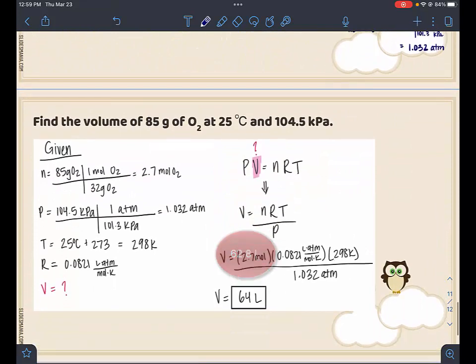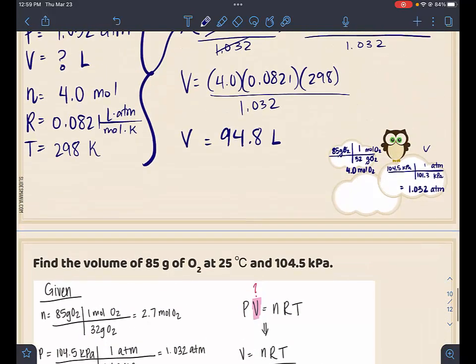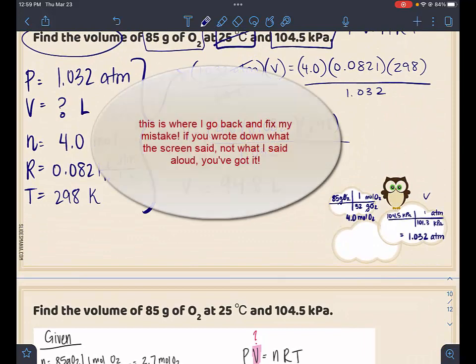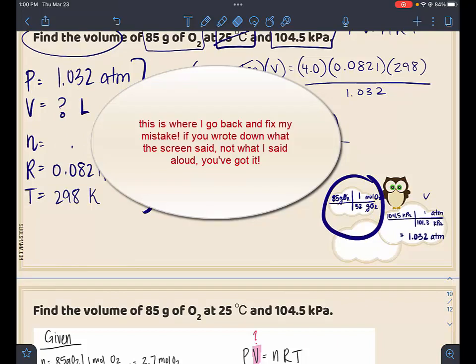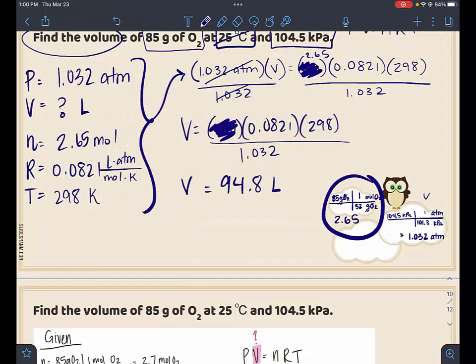Nope, what did I mess up? 85 divided by 30. I messed up my moles, y'all. Okay, follow along with me real quick. My moles is 85 divided by 32. That's 2.65 moles.